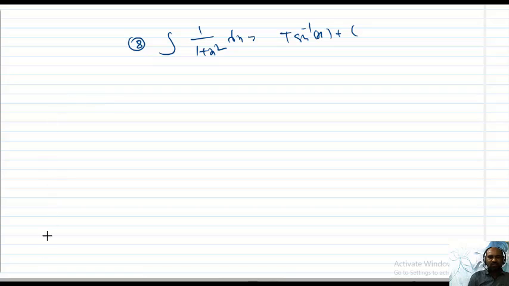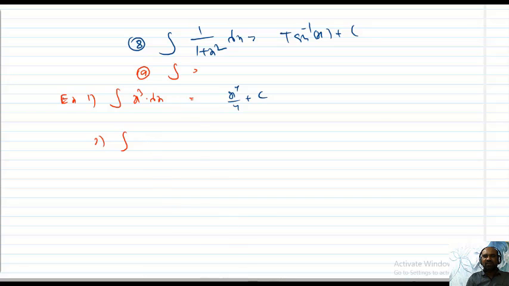Okay. For example, example 1. Integral of x cube dx equals dash. Directly I can say that x power 4 by 4 plus some constant. Okay, this is example 1. Example 2 is given. One more basic result I forgot to write, that is the integral of e power x dx equals e power x plus c only.